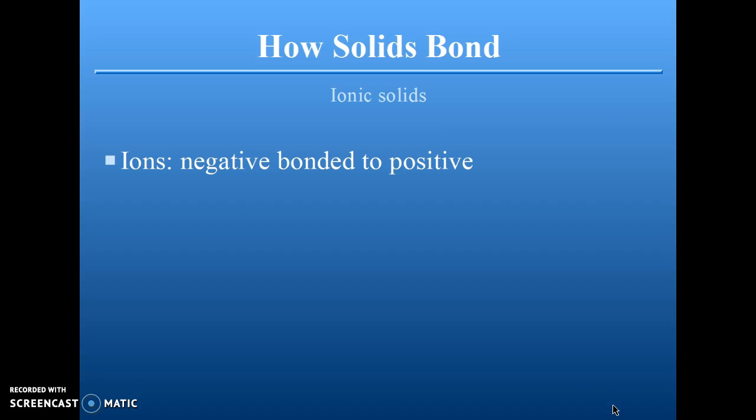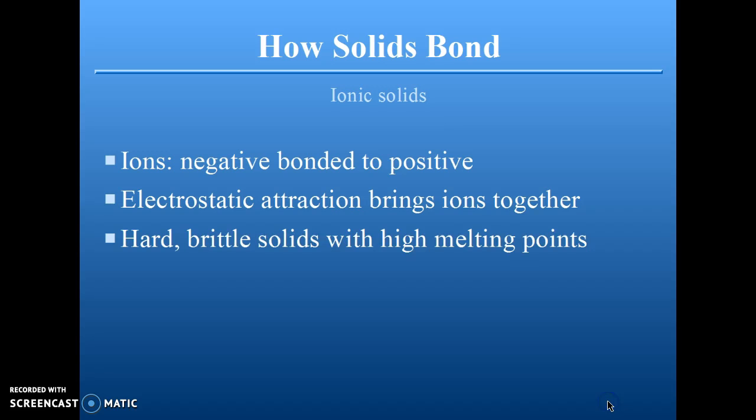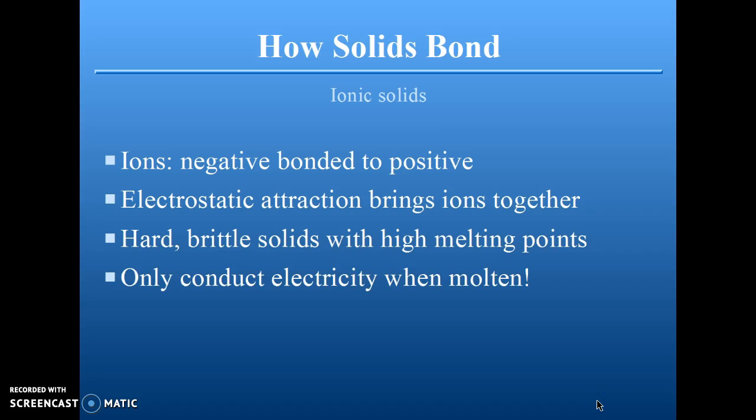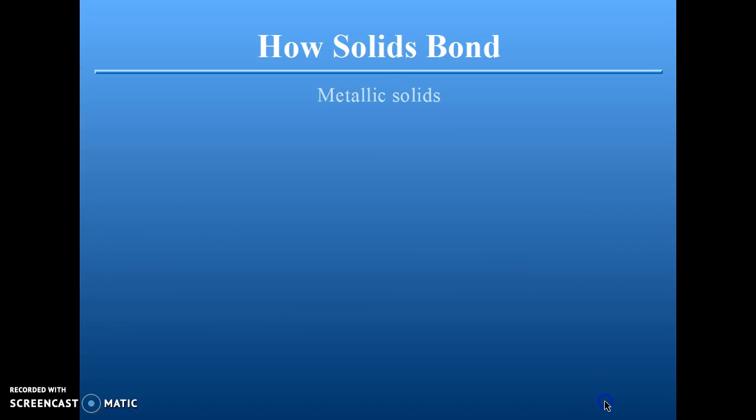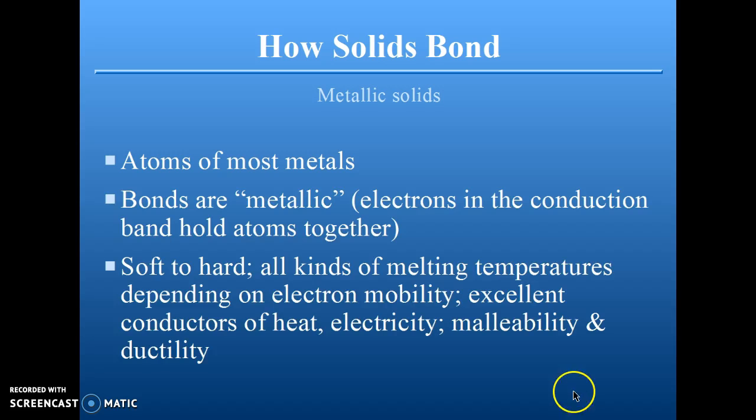Ions, of course, are negatively bonded to positive. Electrostatic attraction is bringing them together. They are hard, brittle solids with very high melting points, and they only conduct electricity when they're melted. All salts will conduct themselves this way. Metallic solids we've studied before. The electrons in the conduction band are holding the atoms together, and they tend to be either soft or hard, all kinds of melting temperatures, depending on the electron mobility.